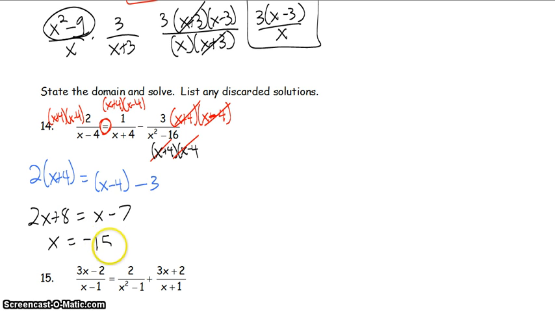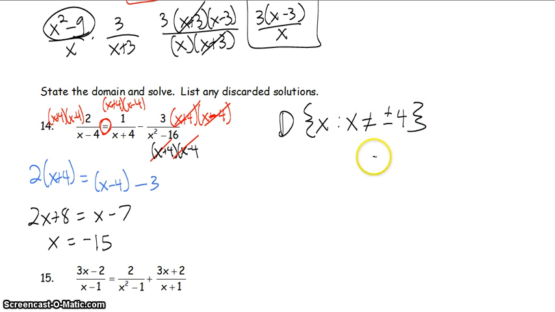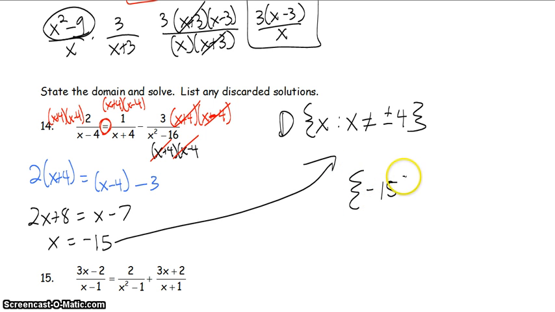Sorry, the reason I'm pausing is I forgot to do the domain restrictions at the front end of this, but that's okay. So I got x is equal to negative 15, and I look at my domain, which I should have had from the beginning. Well, the domain restrictions are x can't be plus or minus 4. We look at our answer. That does fit. It's not one of our restrictions, so my final answer is negative 15.